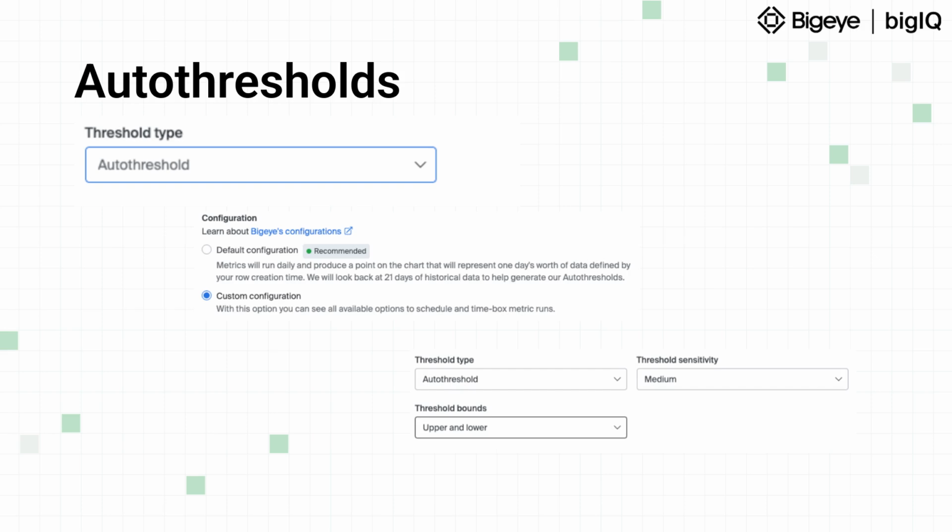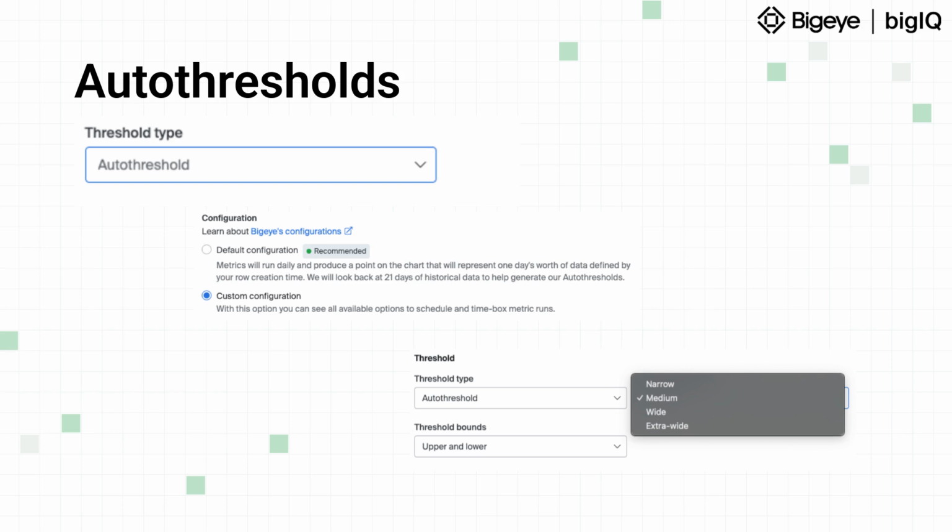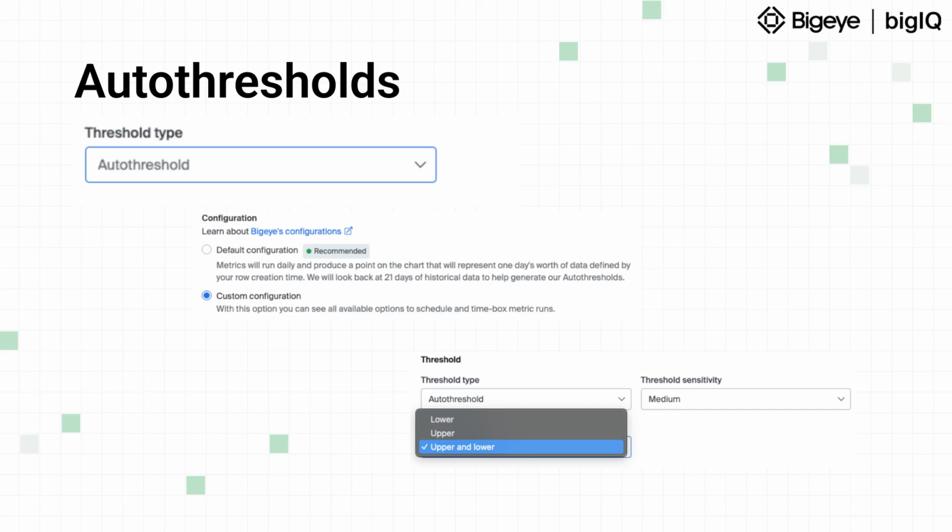threshold bounds and sensitivity. You have 4 options for the sensitivity: narrow, medium, wide, and extra wide. Tip: stick with medium sensitivity for most cases. For the threshold bounds, you can have bigI alert on the lower bound, the upper bound, or both.